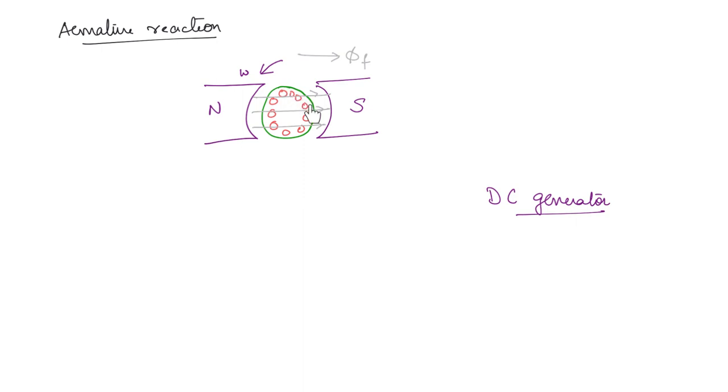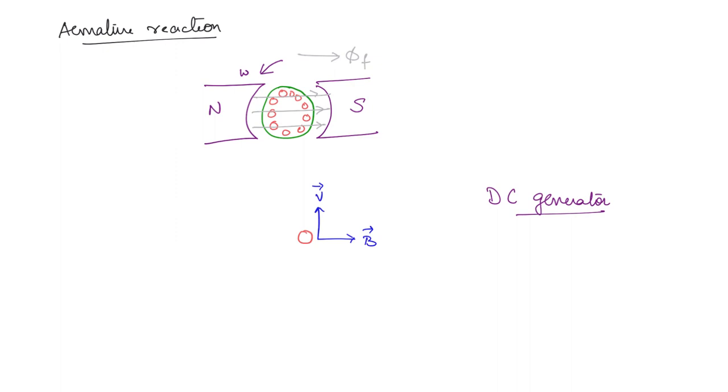Now consider the conductors which are under the south pole. We will consider this conductor, which is directly under the pole. We'll draw it separately. Here there is a conductor and the magnetic field is in this direction, right? This is the direction of magnetic field, so we will take it as B bar. Now what is the direction of velocity? If it is in the counterclockwise sense, then this conductor will experience velocity in the upward direction. This will be V bar.